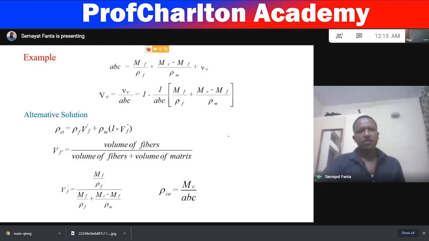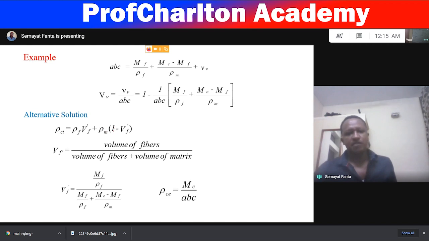Okay. So ABC, the total volume, is equal to the volume of fiber plus volume of matrix plus volume of void. So the volume fraction of void is the volume of void over the volume of composite, from the definition, which is equal to 1 minus this formula. Alternatively, we can also use this formula. That means 1 minus VF is VM.